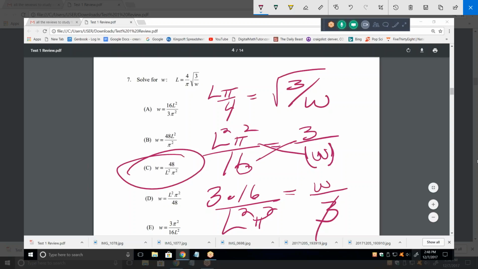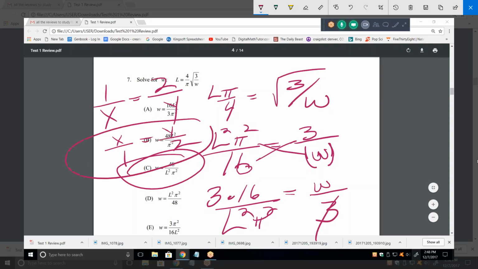As long as I have a fraction equals another fraction, if I say 1 over x equals 2 over y, then also x over 1 has to equal y over 2. You can always do that. When you have one fraction equals another, you can flip them and they're still equal. As long as you flip both of them.